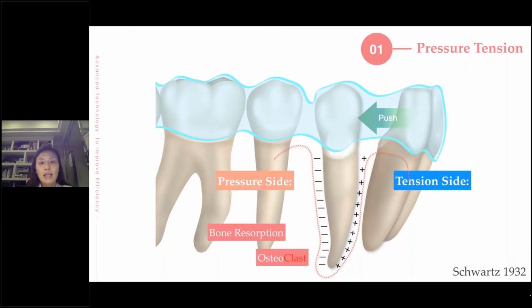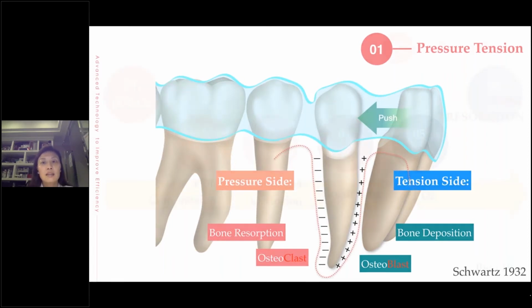On the pressure side, you will find bone resorption and osteoclast activity. And on the tension side, new bone is deposited when there is a stretching force on the bone, with bone deposition and osteoblast activity around this area. So it is a series of bone resorption and bone deposition that causes a tooth to move according to the pressure tension theory.